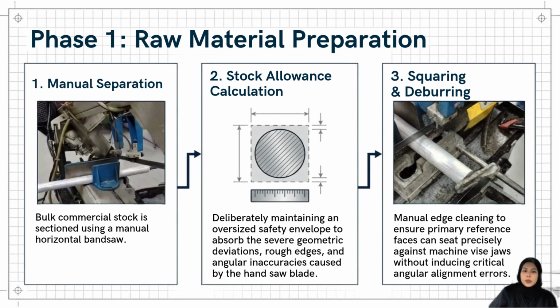Phase 1 covers raw material preparation, the open loop stage before automated control begins. First, the material is manually cut using a horizontal bandsaw, which introduces dimensional variations. A stock allowance is then added to compensate for these errors. Finally, the edges are squared and deburred to create an accurate reference surface for proper machine setup.